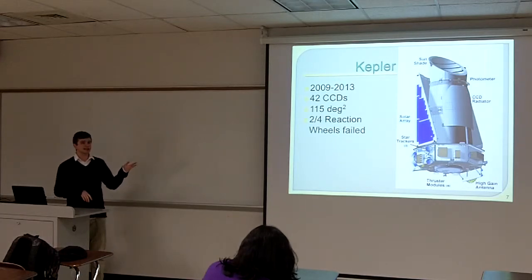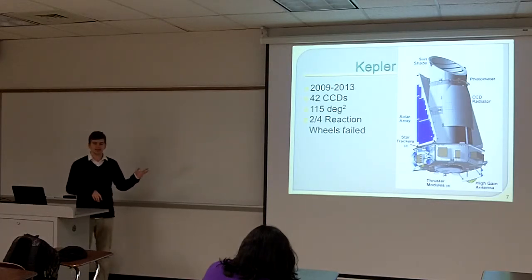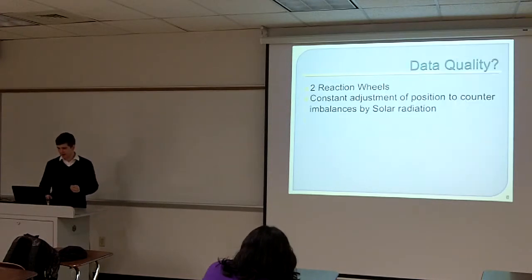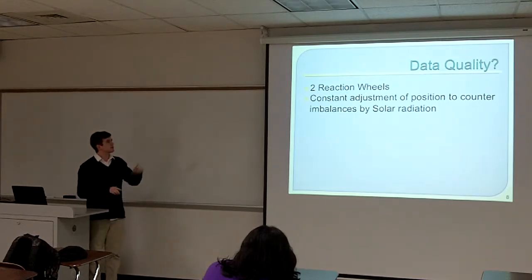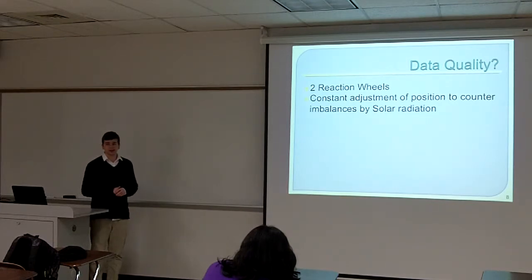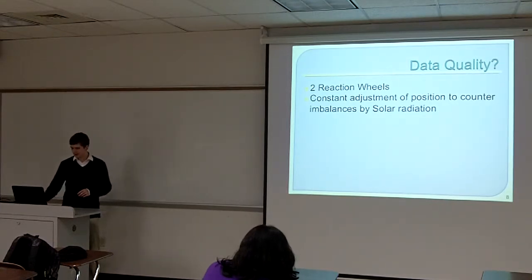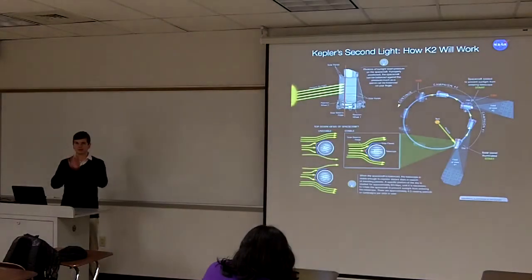When, fortunately, in 2013, they managed to come up with an alternative system in order to make up for the fact that it only has 2 reaction wheels and is constantly trying to counter imbalances by solar radiation pressure. Now, they called this system K2, second light.